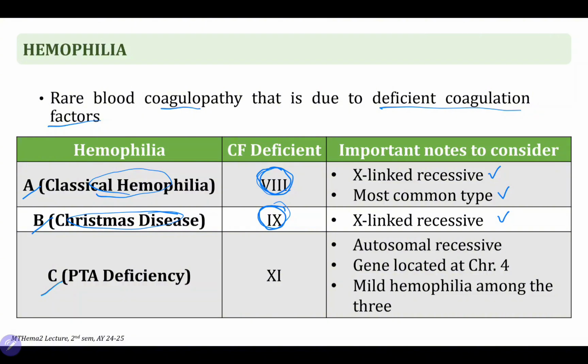Last one, you have your hemophilia C, which is also known as your PTA deficiency or your plasma thromboplastin antecedent. Okay, the factor deficient is of course your factor 11. Okay, and then siya lang yun yung iba na inheritance pattern. It has an autosomal recessive inheritance pattern. Its gene is located at chromosome number 4, and among the hemophilias mentioned, this is the mildest form of hemophilia. Okay, so meaning sa hemophilia C, konti lang yung bleeding tendencies. Okay, unlike with the other two, si hemophilia A at si B.